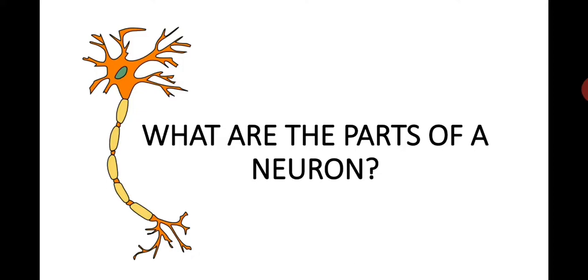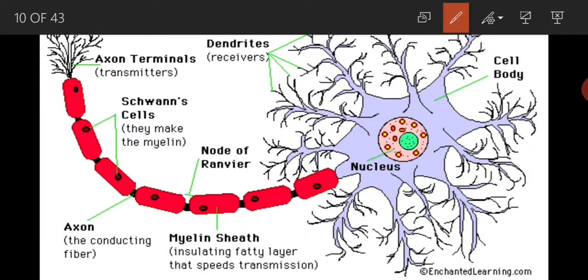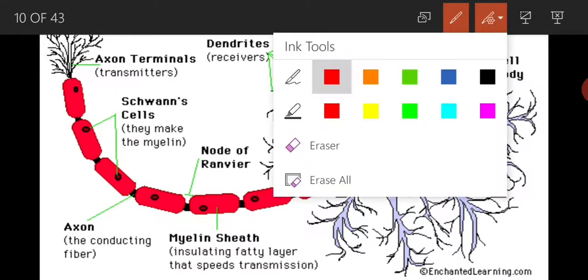Moving on, we will now proceed with the different parts of a neuron. And the one that you're seeing on the screen right now is a picture of a neuron with its parts identified. For the first part, we have the soma. Soma is the nucleus containing central part of a neuron. So in this picture, this is the soma.